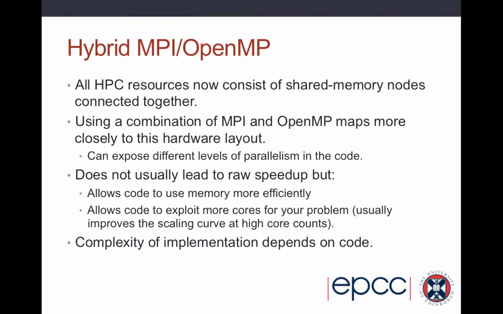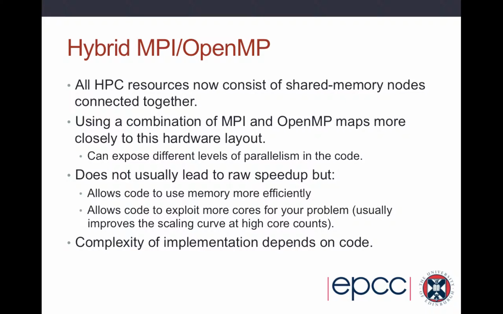Okay, so you can do your task-based parallelism maybe with MPI, and then do the data parallelism within a node using OpenMP, which is generally quite a nice thing. It generally doesn't lead to raw speed up, but it does allow the code to use memory more efficiently, and this is becoming very important as HPC architectures develop.